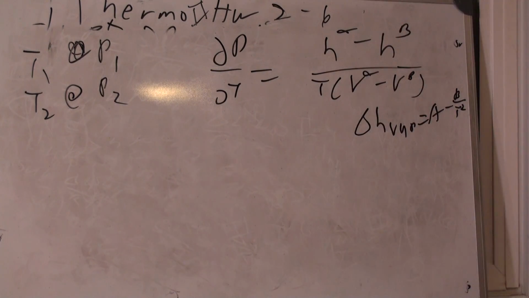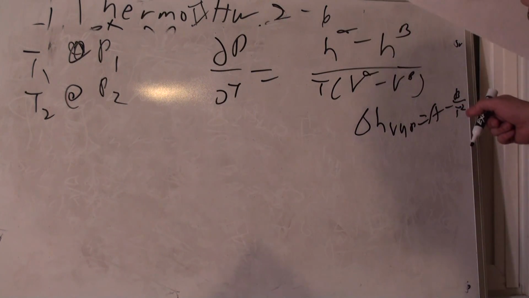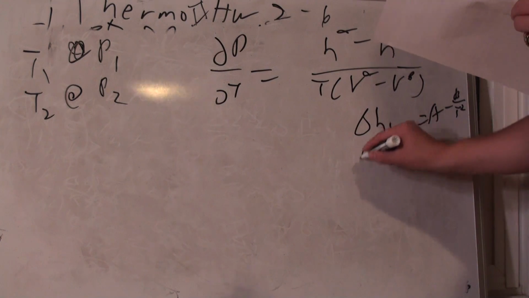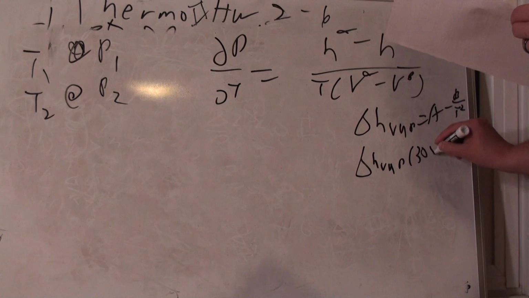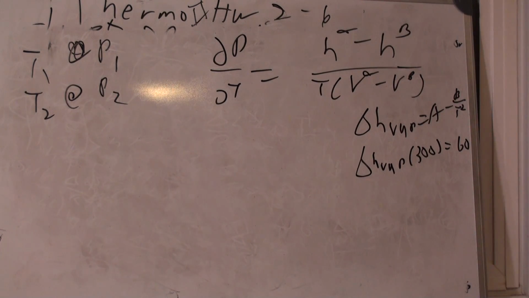I'm using the equation to find constants in delta H of vaporization. So I have delta H of vaporization is equal to A minus B over T squared. At 300 K, delta H of vaporization is equal to 60. Use this in the Clapeyron equation to find A and B. So I have two unknowns, I need two equations. Well, there's one, and there's the other.